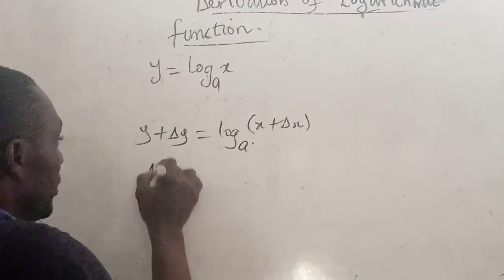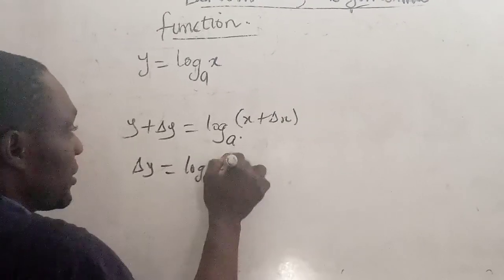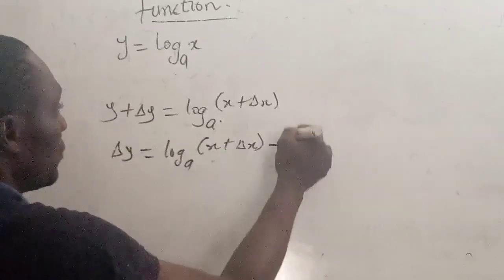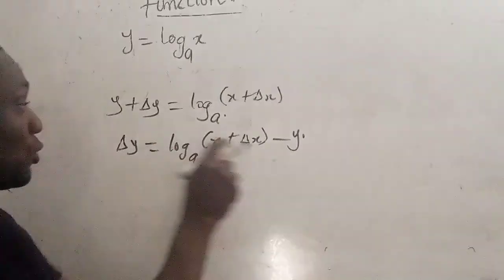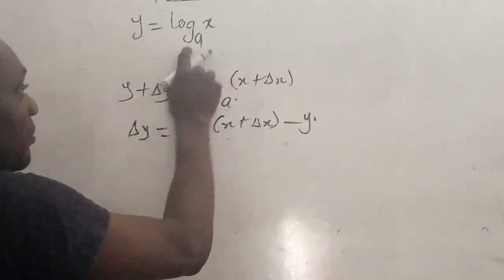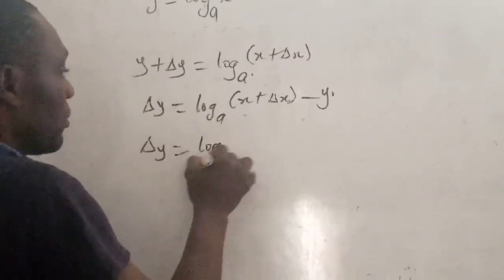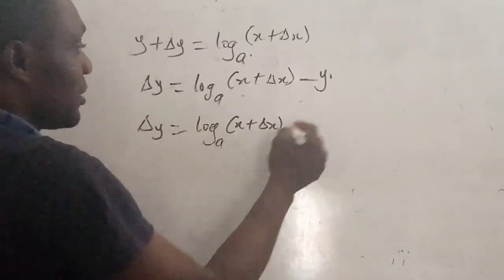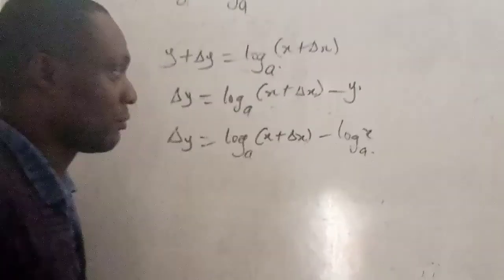Now, change in y equals log of x plus change in x base a, minus y. So I'm substituting this for y into this. I'm going to have change in y equals log to the base of a of x plus change in x, minus log x to the base of a.